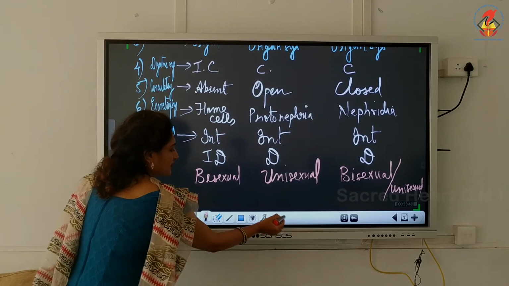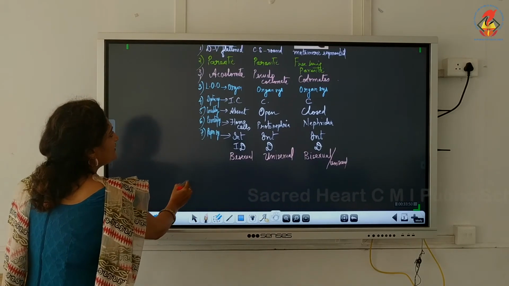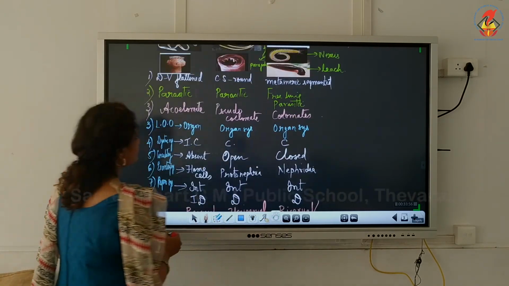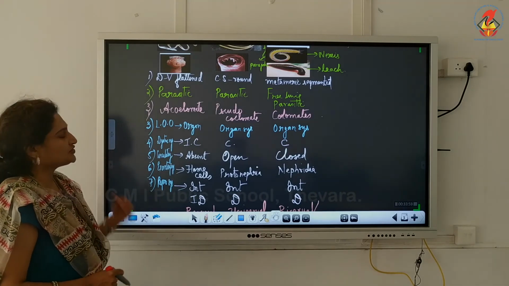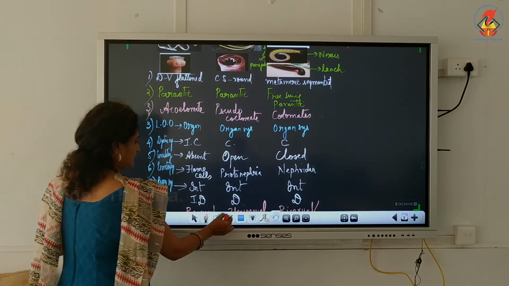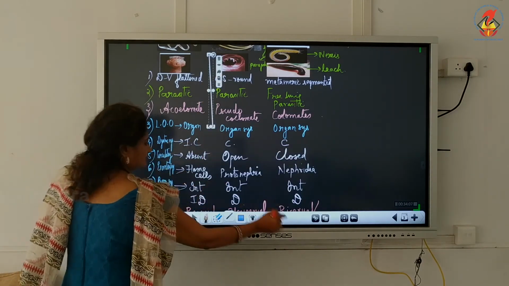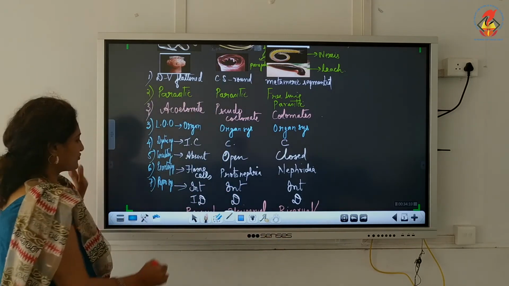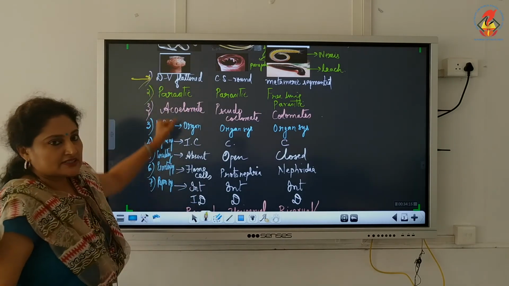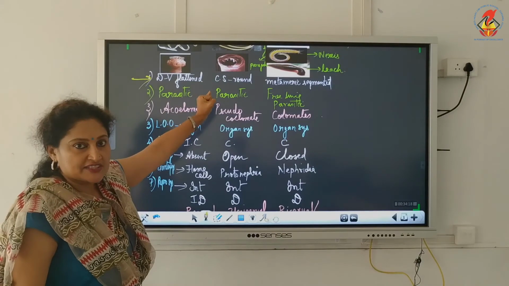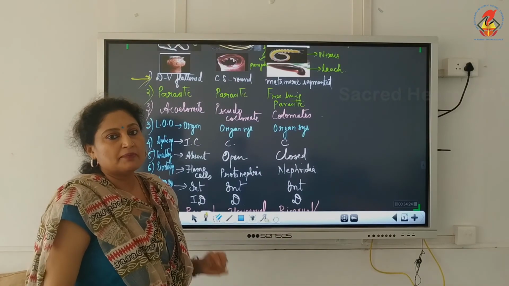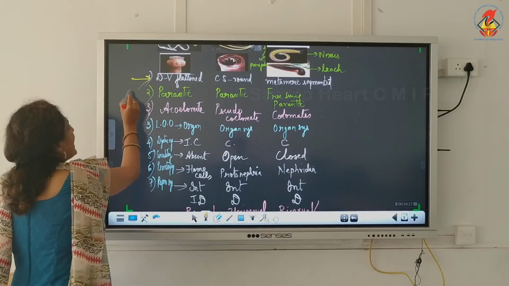Clear? So, once again, these three worms can be studied in the form of a comparison. There should be at least 7 points to distinguish the three worms, a usually asked question. Starting with the first feature, the distinctive feature: Platyhelminthes are dorsoventrally flattened, whereas aschelminthes have a round outline when cut through the cross section, and annelids are metamerically segmented.